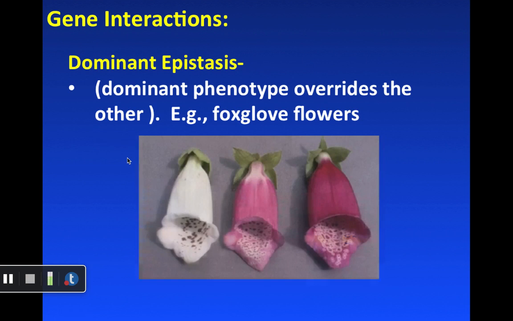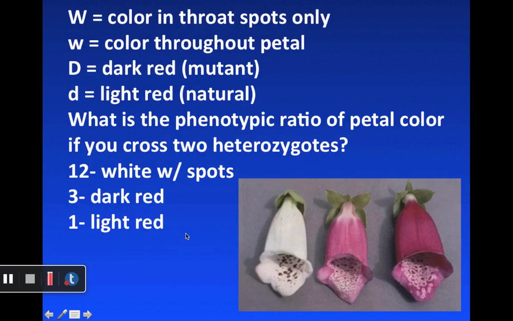On the other hand, we could talk about dominant epistasis. So where a dominant genotype or phenotype overrides or controls the expression of a totally separate gene. So in this example, we'll look at foxglove flowers. They can come in various colors, even more than what's illustrated here, but common colors for foxglove can be white, light red, or dark red. And also notice these spots in the throat or in the middle portion of these flowers. Keep that in mind for a few seconds here.